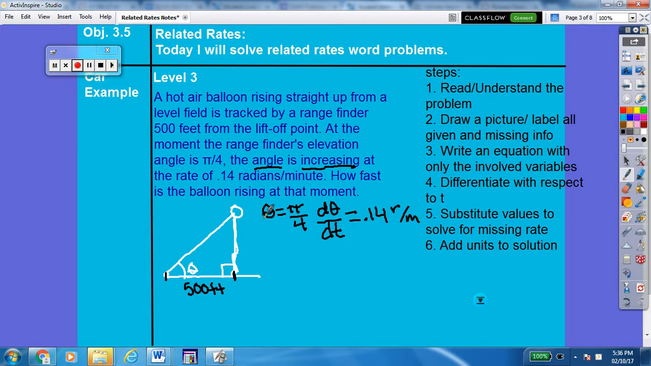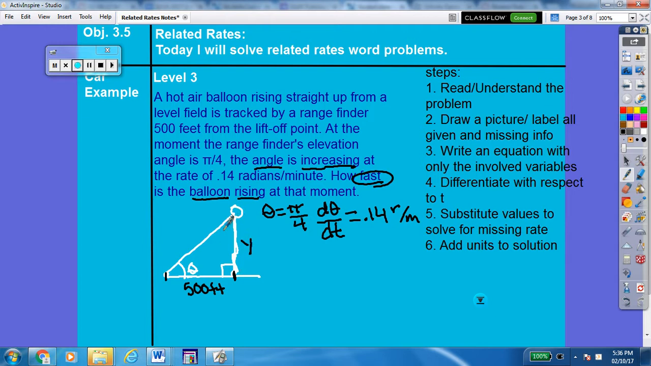Okay? How fast is the balloon rising at that moment? So how fast is the balloon rising? Again, the question is a rate: how fast, balloon rising. Well, we said the 500 feet doesn't change, and the balloon rising is talking about the distance between the balloon and the ground. So we're going to go ahead and call that y.